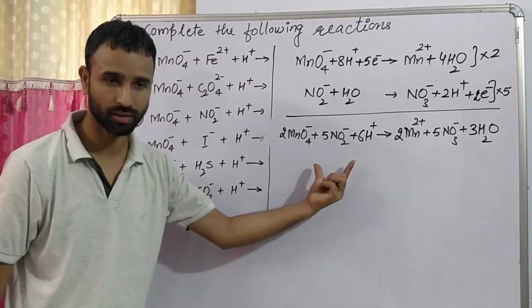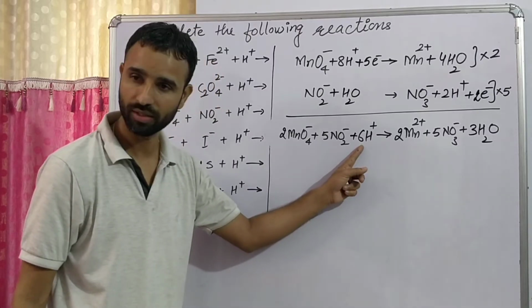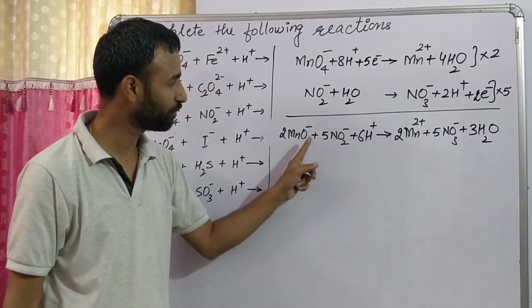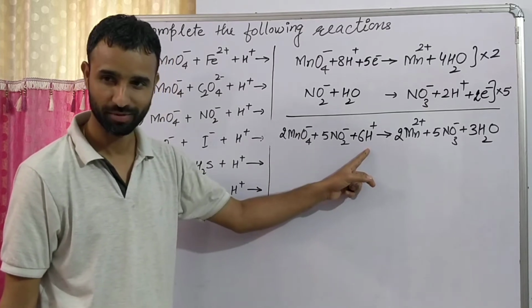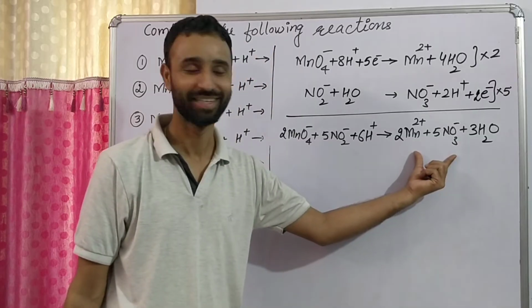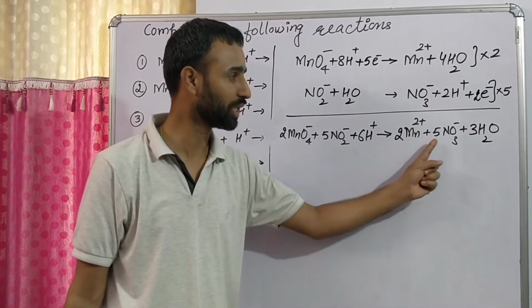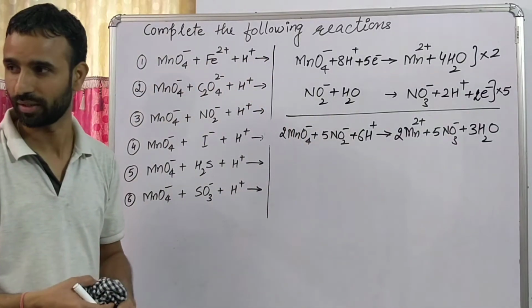And to check or to verify, again 6 H plus, 5 negative, 2 negative, means 7 negative, 6 positive, so 1 negative. Good. And this side, 4 positive, 5 negative, minus 1 negative. That means it is verified. Okay?